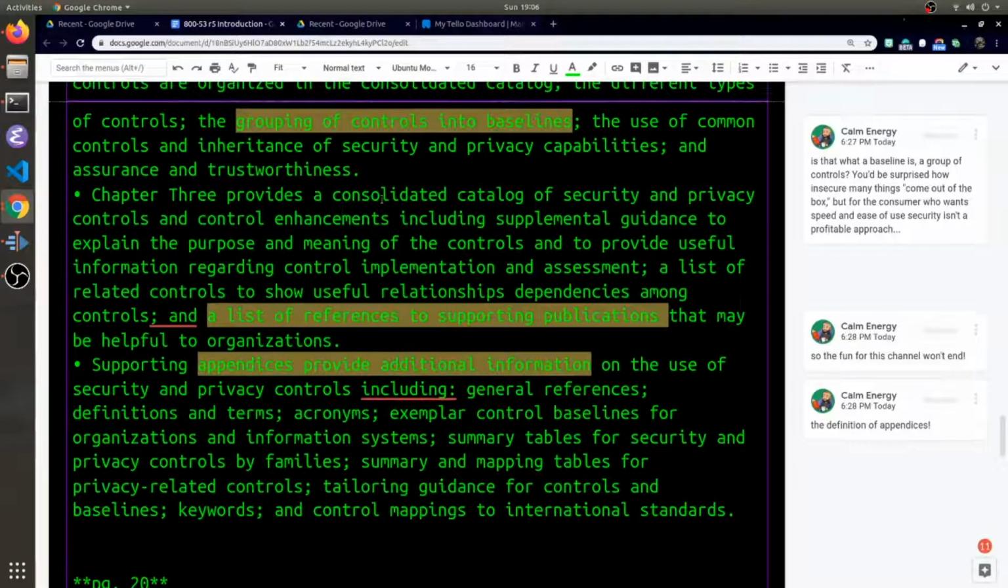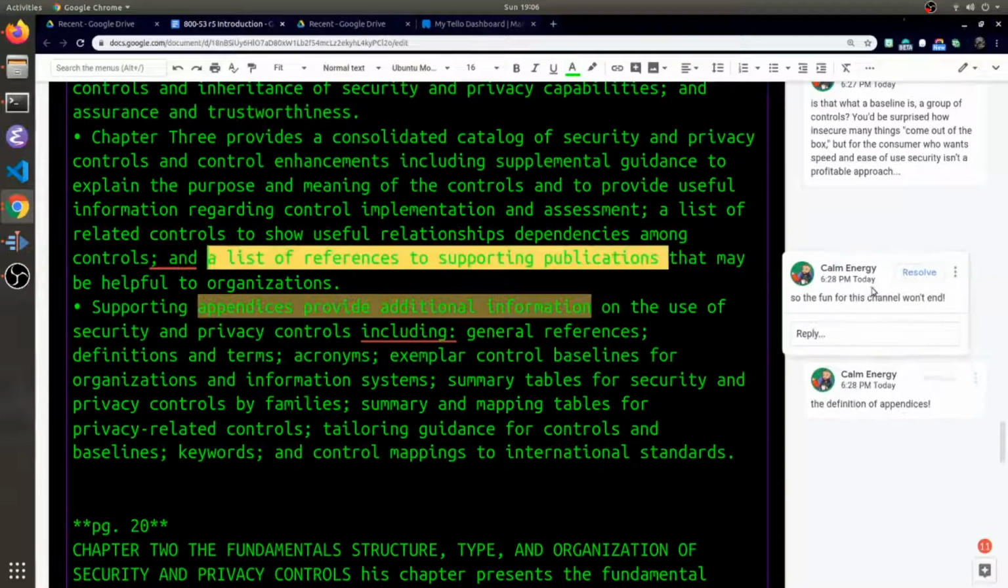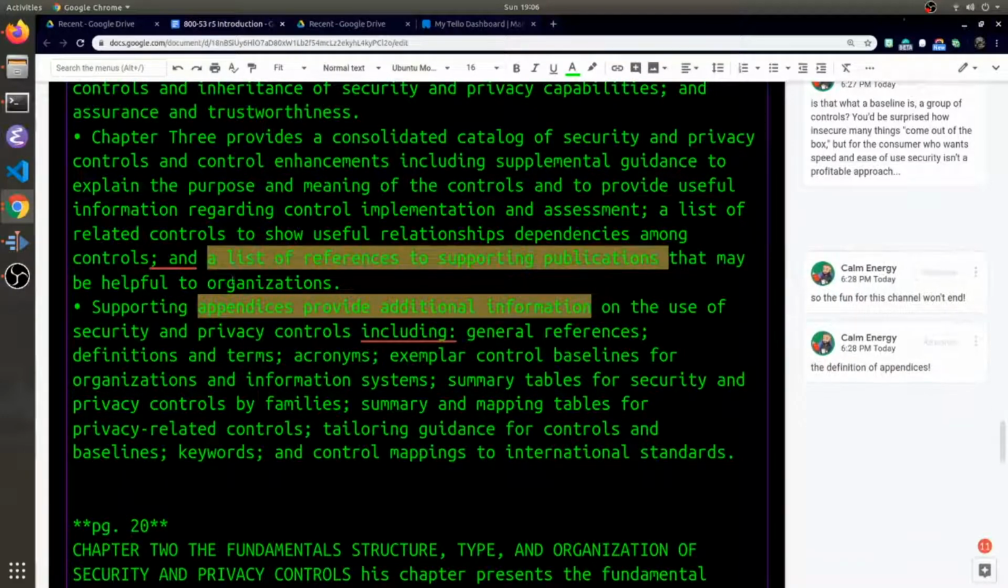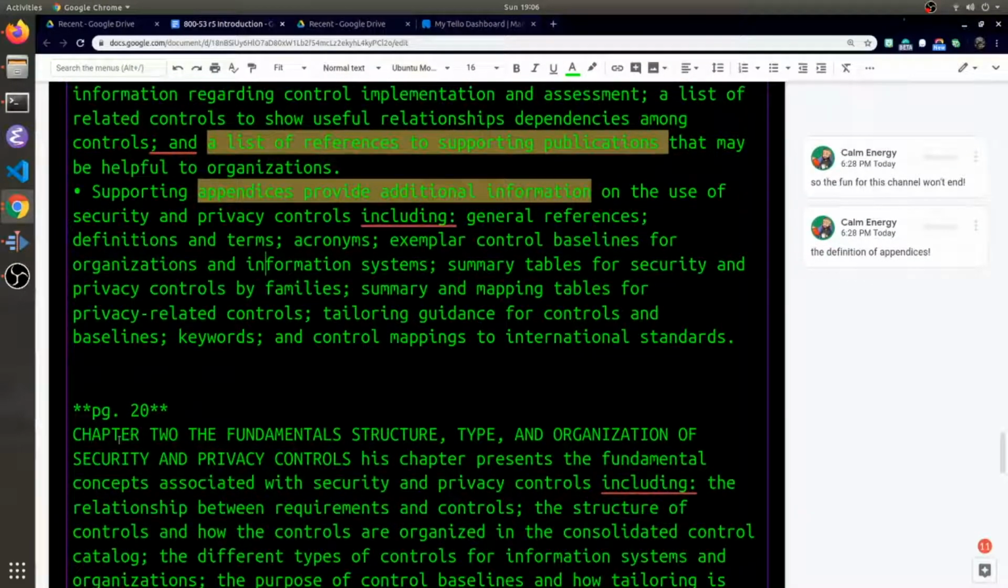Now, Chapter 3 provides a consolidated catalog of security and privacy controls. They have a list of references to supporting publications. So I'm joking here that the fun on this channel will not end as long as there's technical documents for me to read through. So the publication only has those 3 chapters. We're already done with Chapter 1, so the next part is Chapter 2. And it says here that there are some appendices.